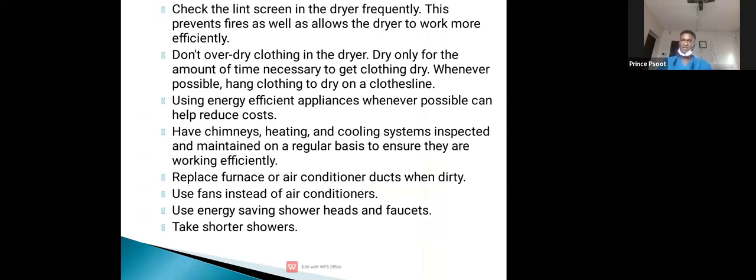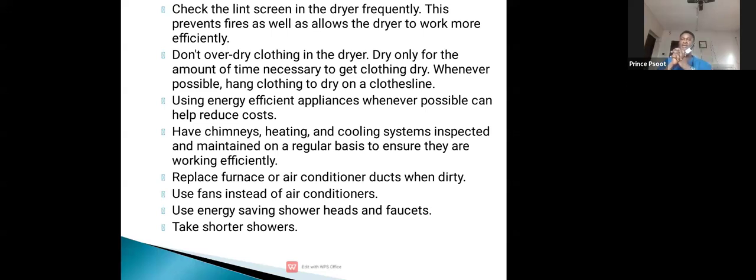Now when you check the dryer, if it is too dry, it will catch fire and then you're going to incur a cost. So don't over dry clothes in the dryer. Dry only for the amount of time necessary to get the clothing dry. Whenever possible, you can hang those clothing in the sun on the clothesline to get dried.